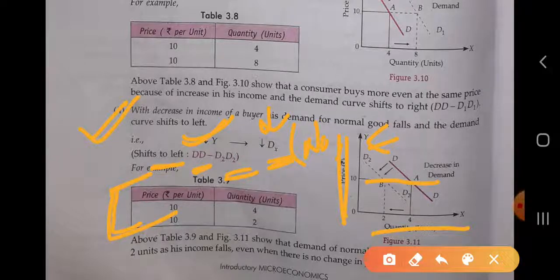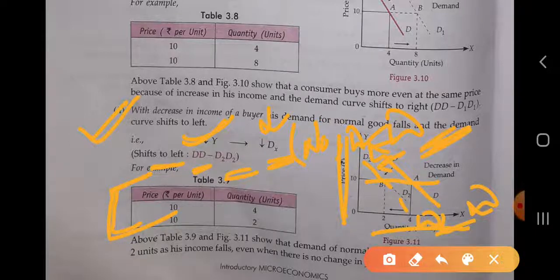The normal demand curve is 4, but when the income of the consumer decreases, the demand of the consumer for the normal good will also decrease. In that condition, the demand curve will shift, from D to D2. It is up to you. You can take D1 or anything, but it is mentioned from the D, that is demand curve, so the curve is shifted to the leftward from DD to D2.